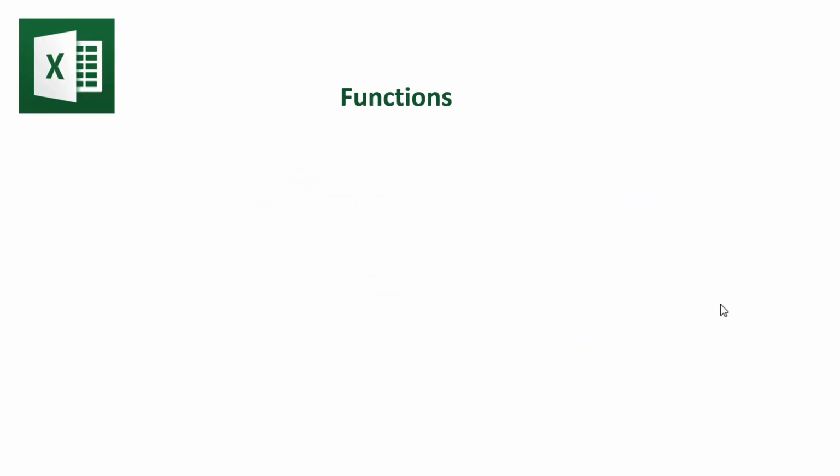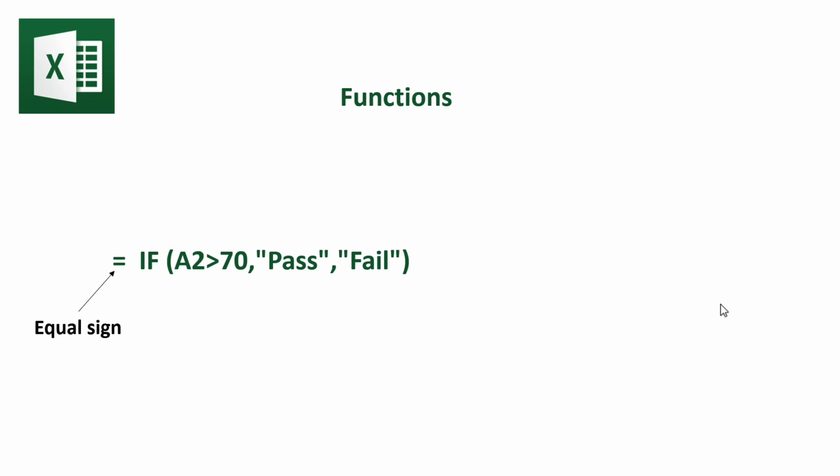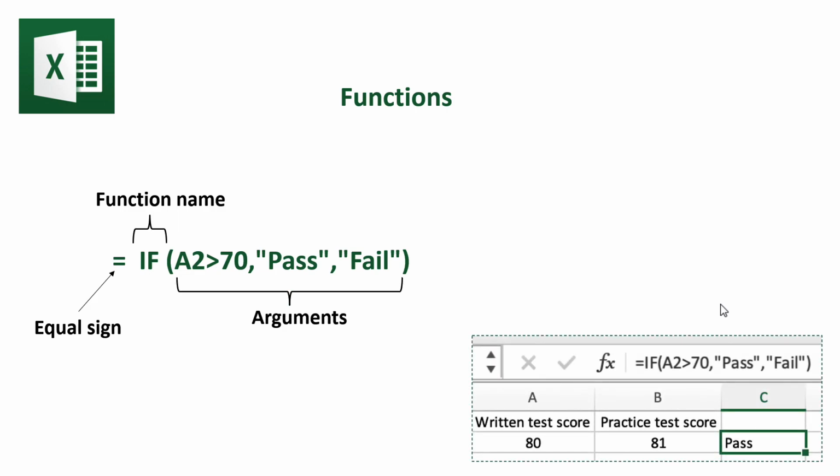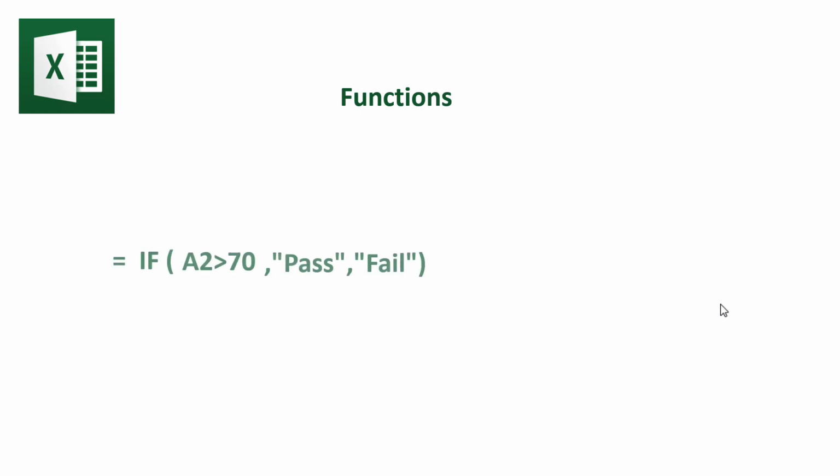Let's start with the basics. A function is a predefined formula in Excel. This formula is formed by the equal sign, followed by the function name, and the arguments of the function between parentheses. Normally, those arguments will be either constants or cell references.